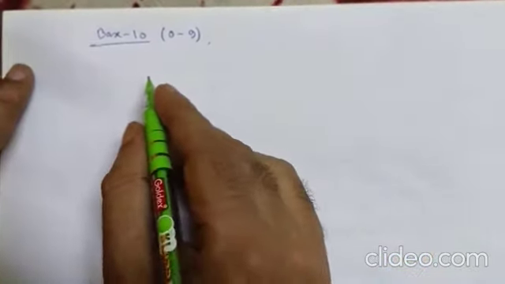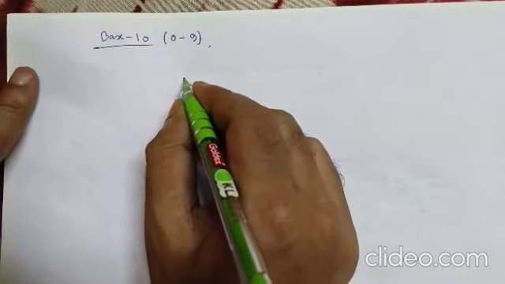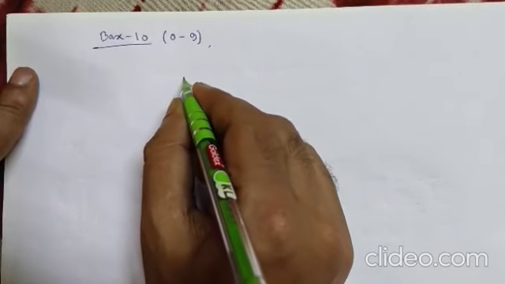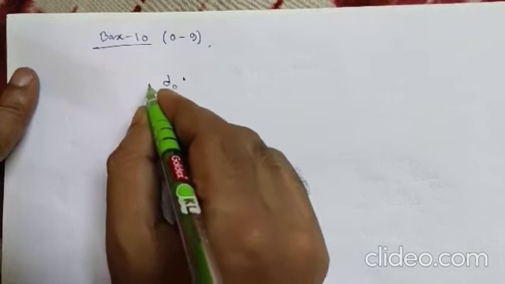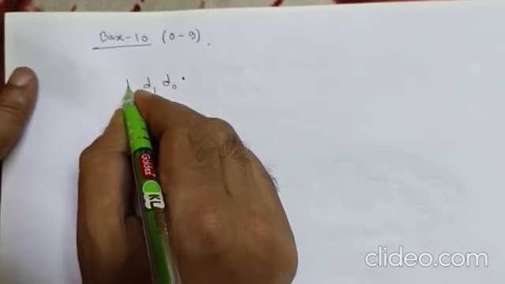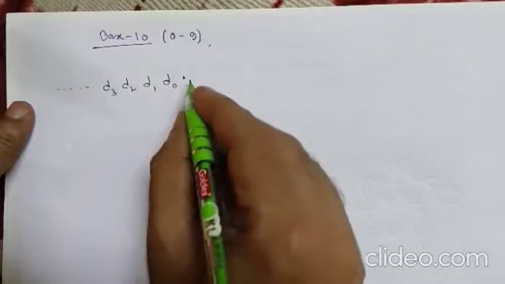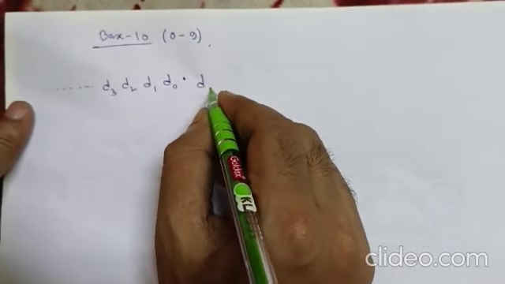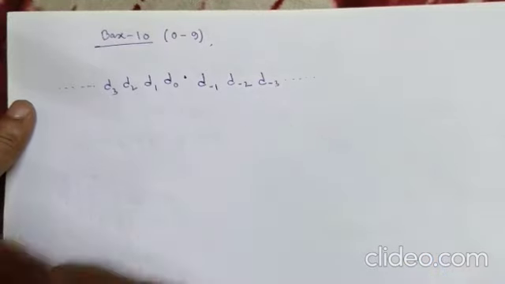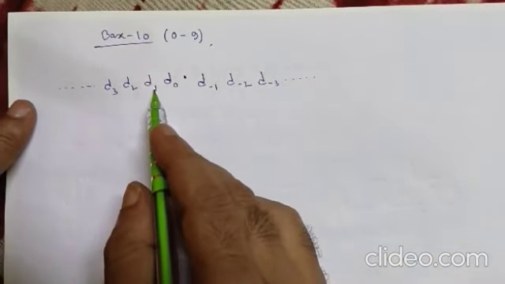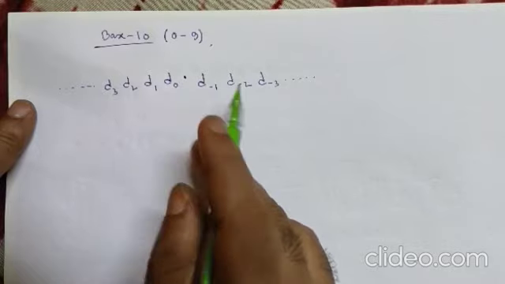So if I write this with the decimal point, before the decimal point we have the digits D0, D1, D2, D3 like that, and after the decimal point D minus 1, D minus 2, D minus 3 like this. So the subscript of D represents the position of that particular digit.